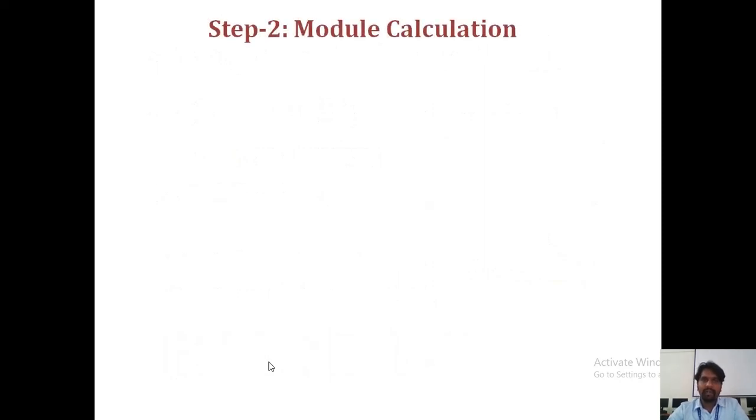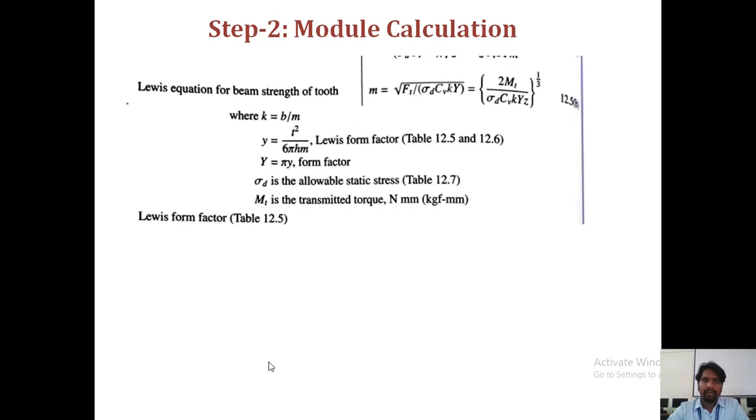The second step, we need to calculate the module. So to calculate the module, we have the Lewis equation for beam strength: m equals square root of Ft divided by sigma d C v K Y. Or else we can also use this equation: 2 Mt divided by sigma d C v K capital Y Z, whole to the power of 1 by 3.